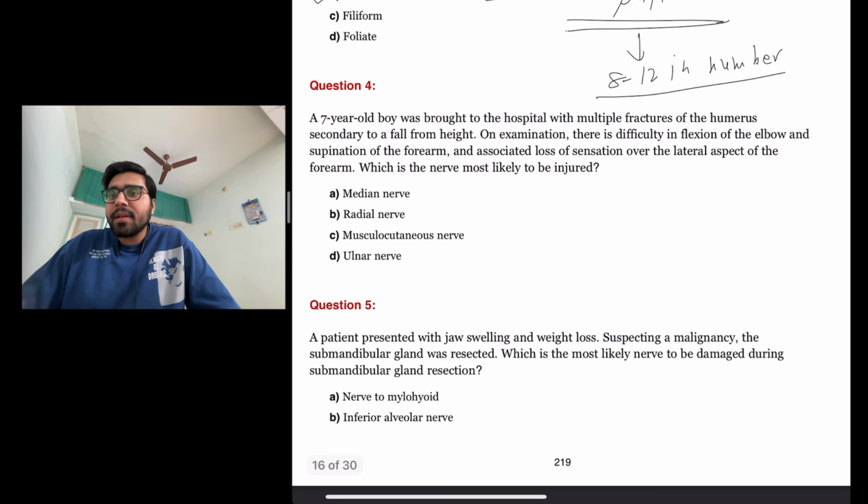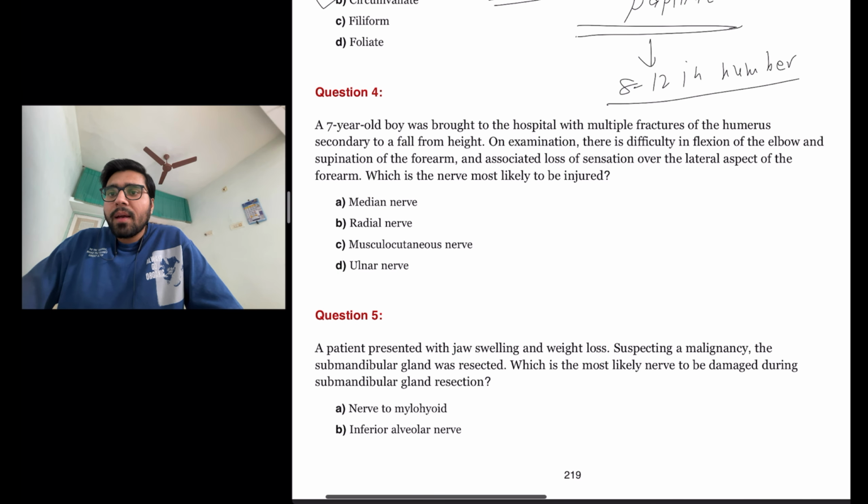The next question is: a 7-year-old boy was brought to the hospital with multiple fractures of the humerus secondary to a fall from height. On examination, there is difficulty in flexion of the elbow and supination of the forearm and associated loss of sensation over the lateral aspect of the forearm. Which is the nerve most likely to be injured?